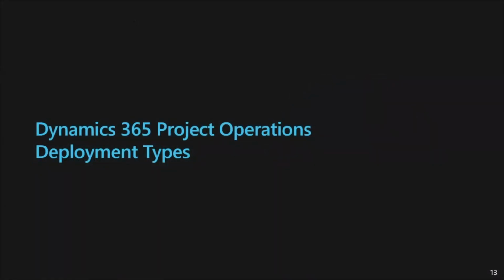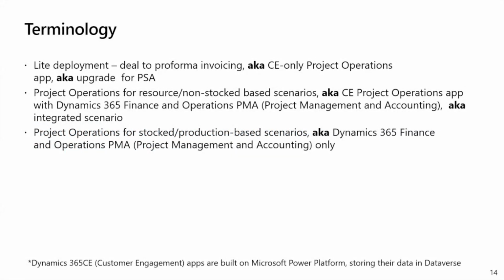Next, let's look at different deployment types that are available within Dynamics 365 project operations. To recap very briefly, we have 3 different deployment types for project operations: light deployment, resource or non-stock deployment, and stocked or production order scenarios. Boiling it down, a major design decision in any implementation project is to choose between a CE only, PMA only, or integrated deployment type. You will also sometimes hear other terminology used, so we are providing this for reference.